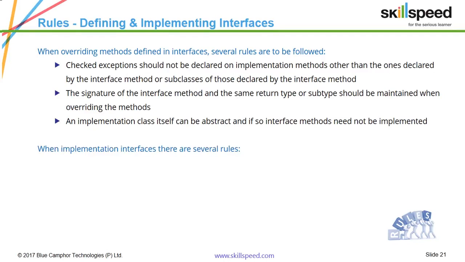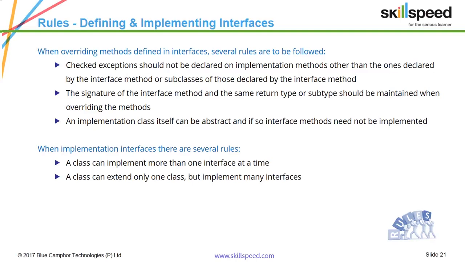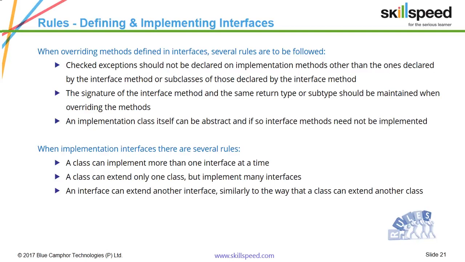When implementing an interface, we have several rules. A class can implement more than one interface at a time. A class can extend only one class, but implementation can be done for many interfaces. An interface can extend another interface similarly to the way that a class can extend another class.